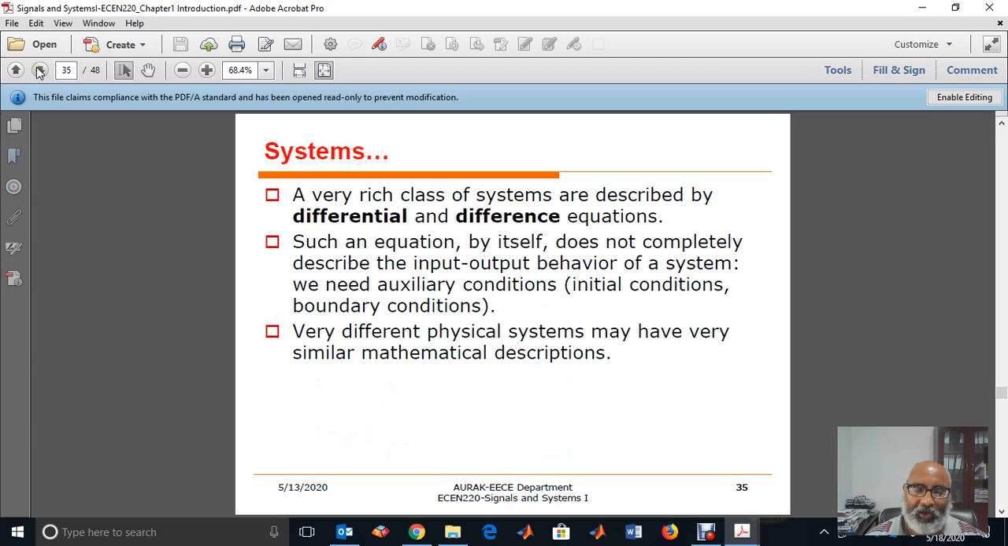As I said earlier, most systems are characterized by a differential equation, which relates the input and the output. For discrete time systems, we have what we call a difference equation. For continuous time systems, a differential equation. We will study differential equations in chapter 2, and also in chapters 3 and 4. We have systems described by differential equations, and difference equations in chapter 3 and 4 for discrete time systems.